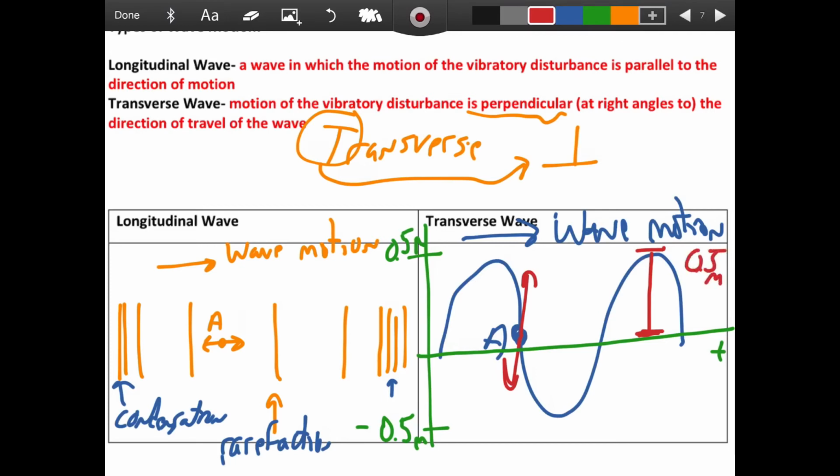Now, when we're talking about longitudinal waves, the amplitude is going to be the distance between the rarefactions and the condensations, as you can see by the red line. So therefore, a higher amplitude for a sound wave means that the condensations and rarefactions are spread out more.